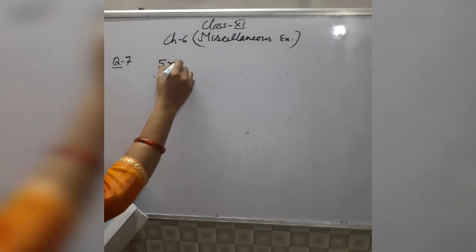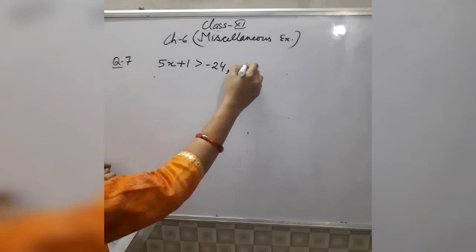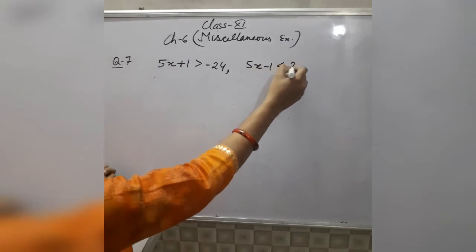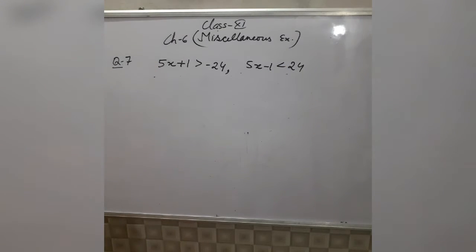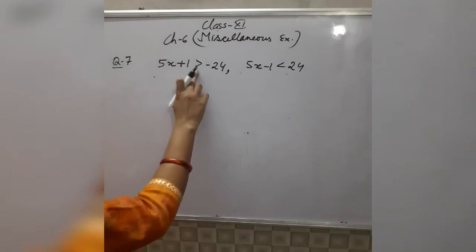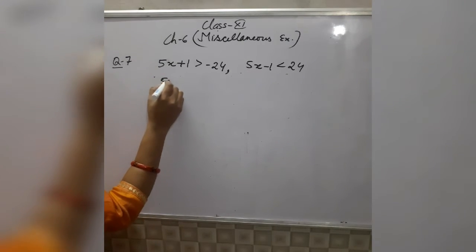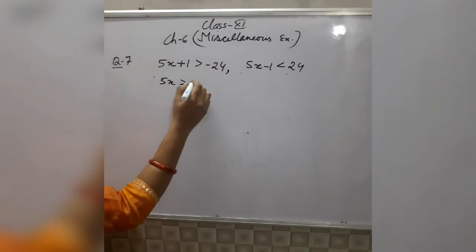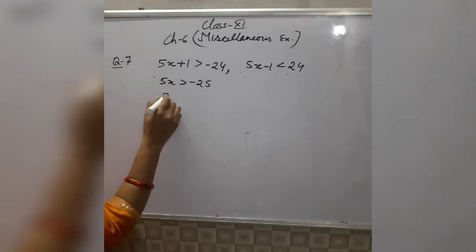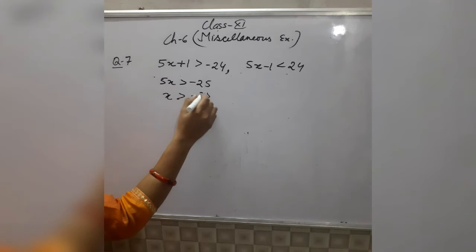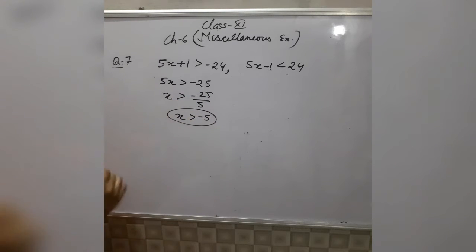So the linear inequalities are 5x + 1 > -4, 5x - 1 < 24. Firstly, we will solve these two linear inequalities separately. Note down these signs carefully. Here the equal to sign is not given to you. In this case, this plus 1 comes on this side, it becomes -1, so -4 - 1 becomes -5, and 5x > -5 means the value of x is greater than -1... correction: x is greater than -5.